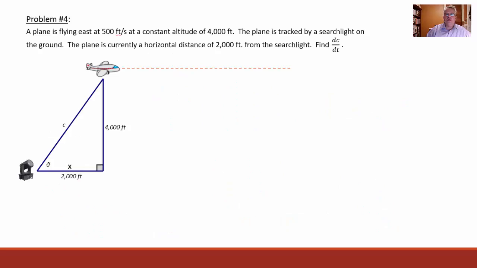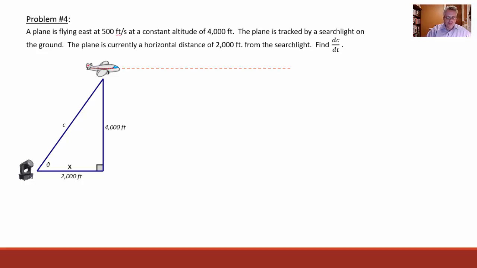Okay, here's this problem. So we have a plane flying east at 500 feet per second at a constant altitude of 4,000 feet. So it's going along this horizontal line. So this distance doesn't change, the 4,000 feet. The plane is being tracked by a searchlight on the ground. There's the searchlight. And the plane is currently a horizontal distance of 2,000 feet. That means the distance from the searchlight to the spot directly under the plane is 2,000. Find dc/dt, the rate of change of the distance between the searchlight and the plane.